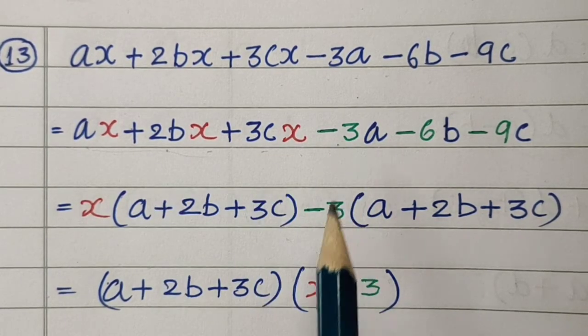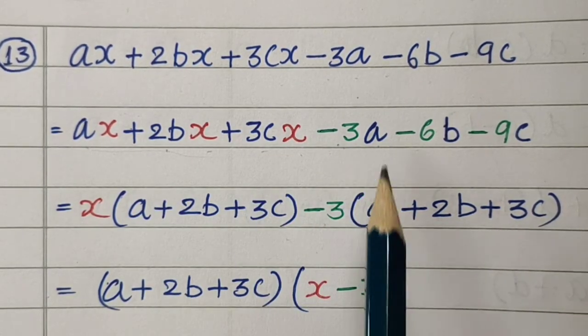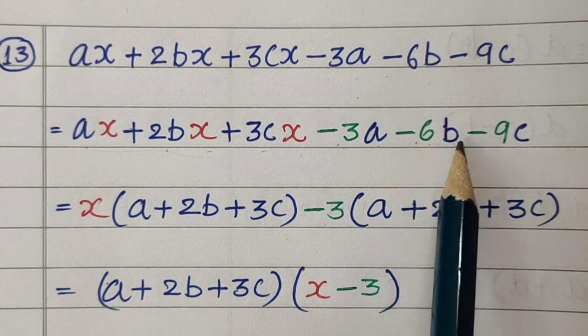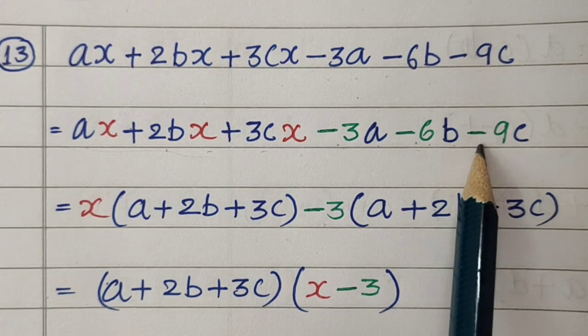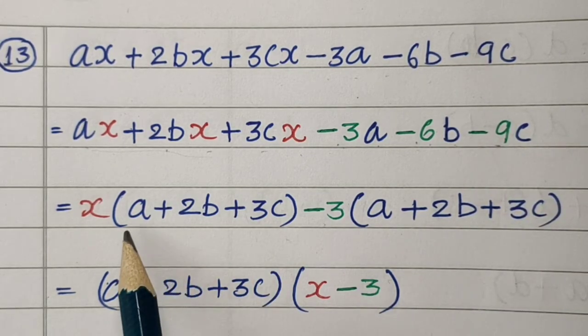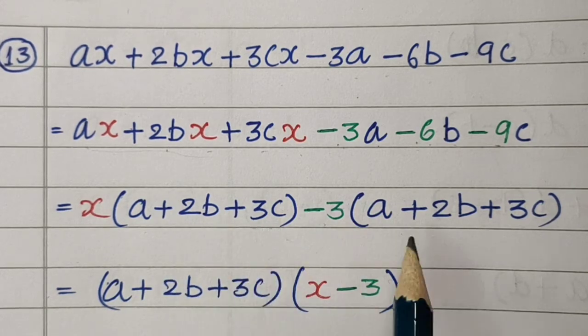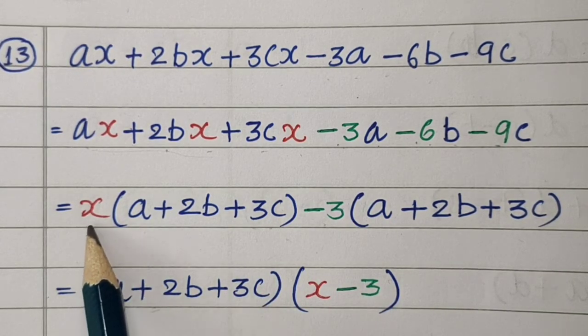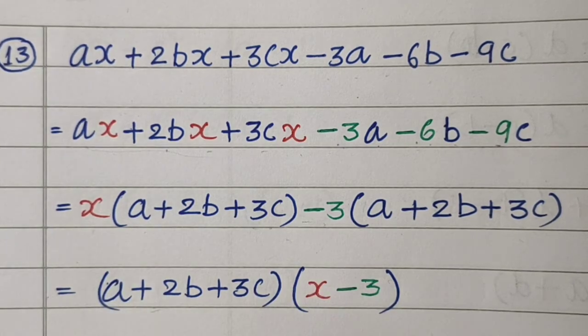When you take out minus 3 here, we are left with a. When you take out minus 3 from here, then 2b is left. When you take out minus 3 out of this, then we get 3c. So out of these two, a plus 2b plus 3c is common. We have taken that out as common. We are left with x minus 3.